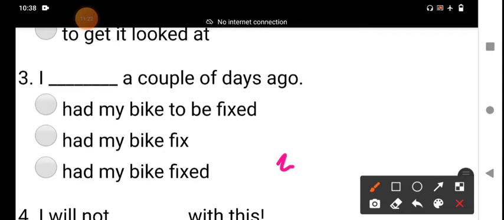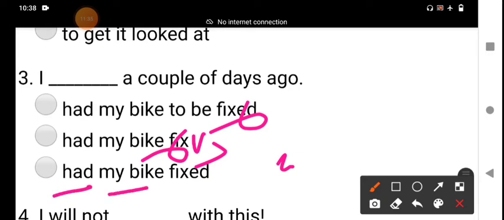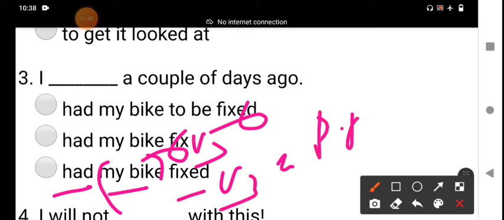Which one is the answer? "I had my bike to be fixed" is a wrong answer. "I had my bike fixed." We should write a V3 verb. Causative verb, object may be person or thing, then V3. V3 means the past participle form of the verb. The answer is the third one.